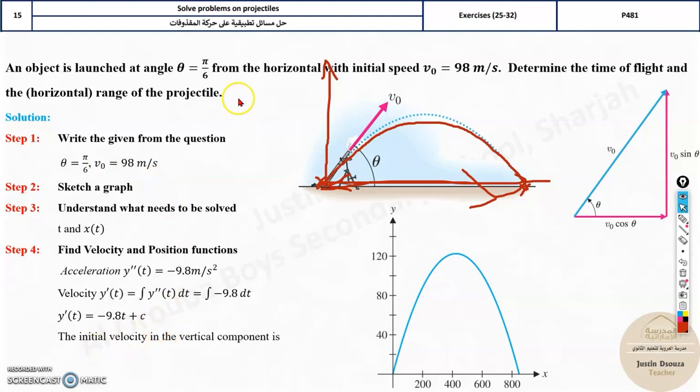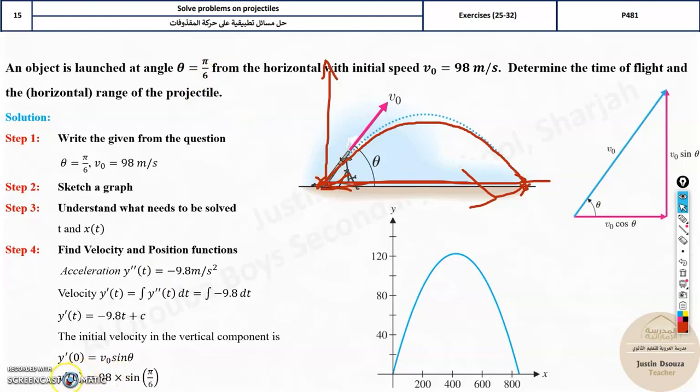Now here you can't directly assume any value. You need to solve by finding y dash of 0. What does y dash of 0 mean? Y dash of 0 is the initial velocity along the vertical component, because we have theta and the initial velocity given, right?